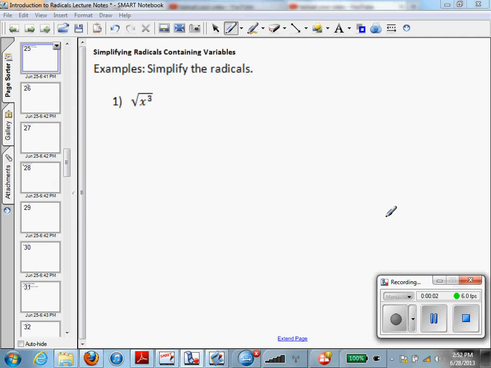Hello, and I want to welcome you to part 2 of simplifying radicals containing variables. These kind of variables are going to have a different look than the ones in the previous video.